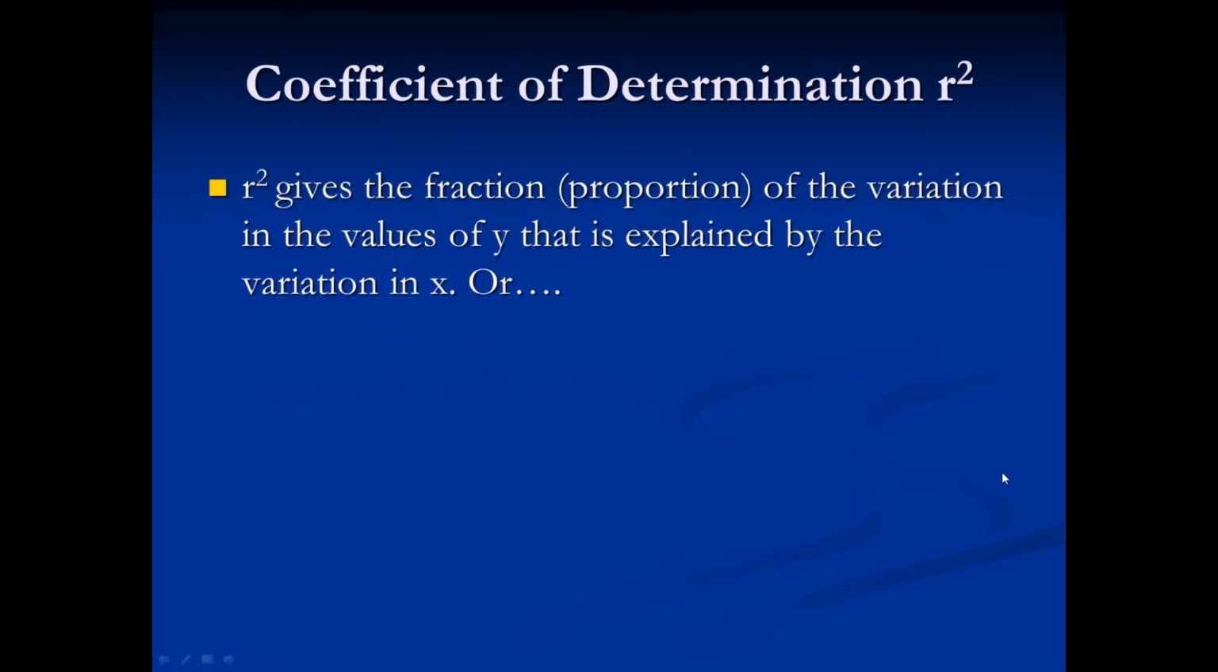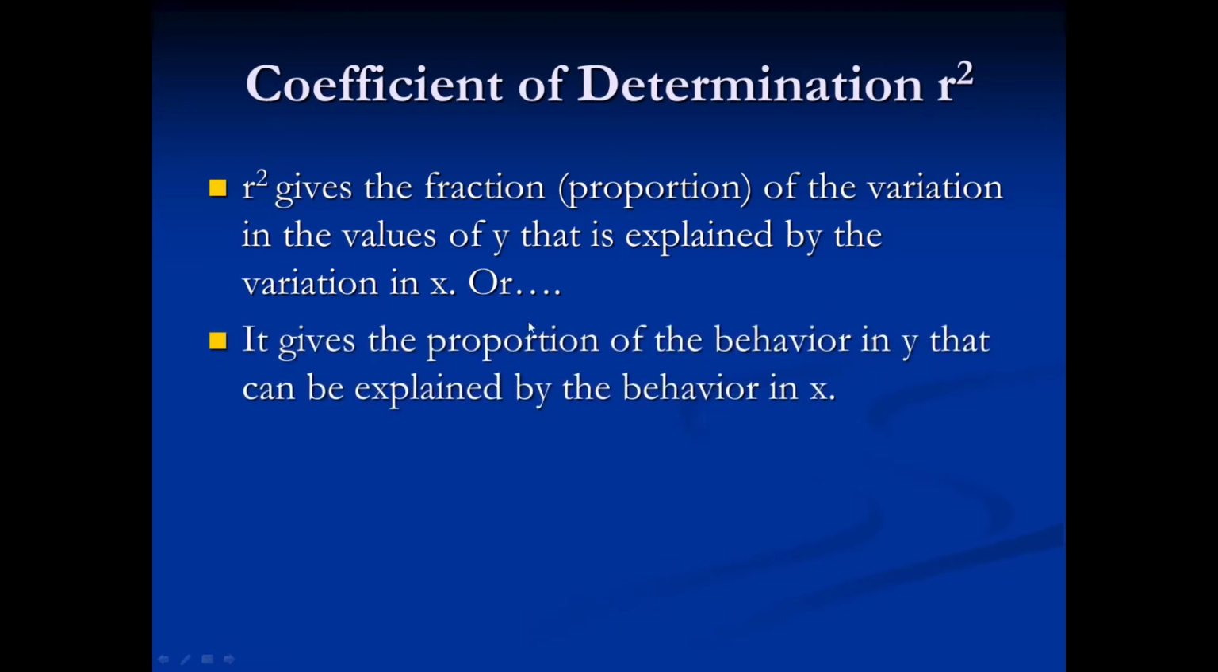Hey, this is the nice thing about it. Remember that r was not capable of providing any kind of proportional reasoning. Like an r of 0.8 is actually way more than twice the linear strength of an r of 0.4. Well, here r squared does give the fraction or proportion of the variation in the value of y that is explained by the variation in x, or it gives the proportion of the behavior in y that can be explained by the behavior in x, right?